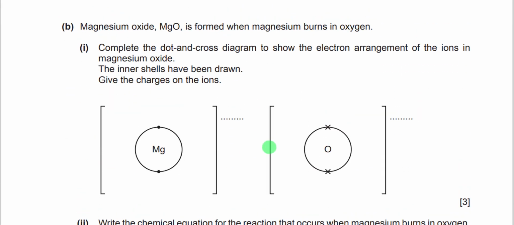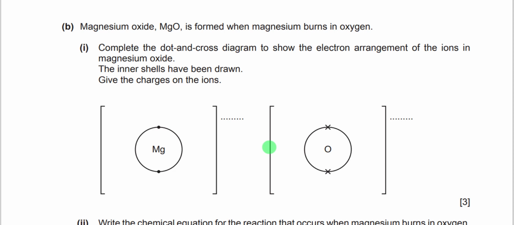Now, magnesium oxide is formed when magnesium bonds with oxygen, right? So you can see that this question is already on chemical combination or bonding.